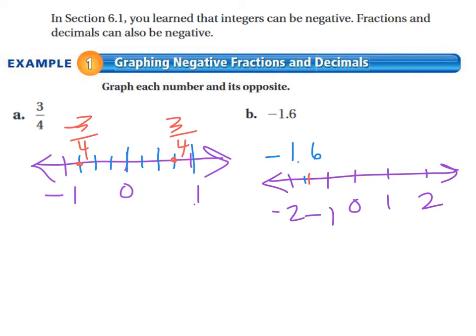And then in the other direction, I'm going to mark halfway between 1 and 2. Hopefully I can get this about right there. So I'm going to go just a little hair to the right, and I'm going to have that be 1.6. And that's -1.6 and its opposite.